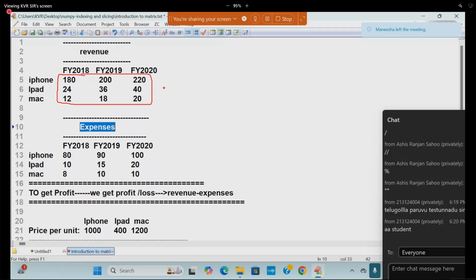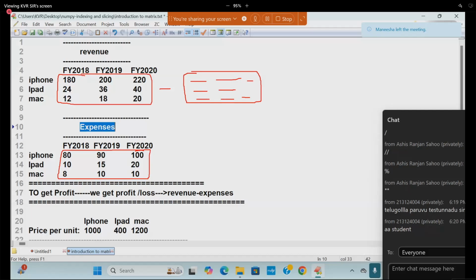So if I take this data, what is it? Matrix or not? Which matrix? 3 by 3 matrix. Minus. I will take this data. What is this data? 3 by 3 matrix. This is also called 3 by 3 matrix. I will go for what? Element wise subtraction. I will do it.